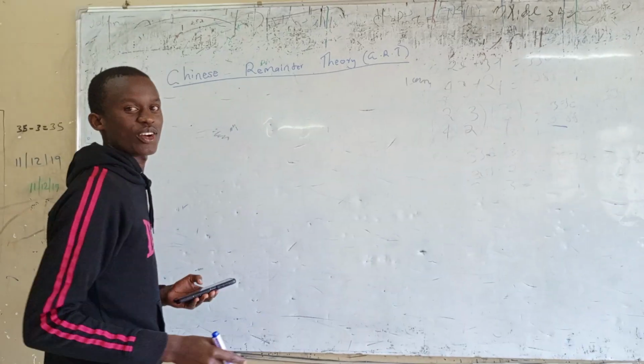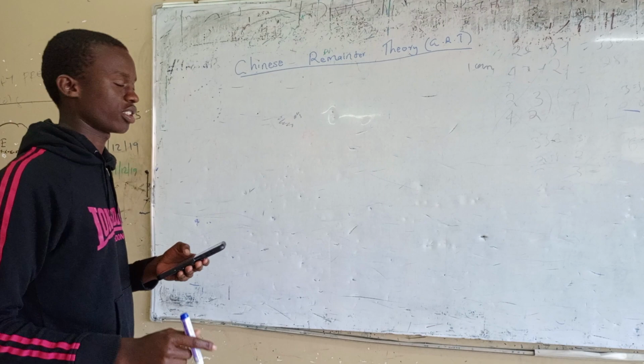Welcome to History Structures 2, Topic 3. We are going to start with the Chinese Remainder Theorem as our topic.